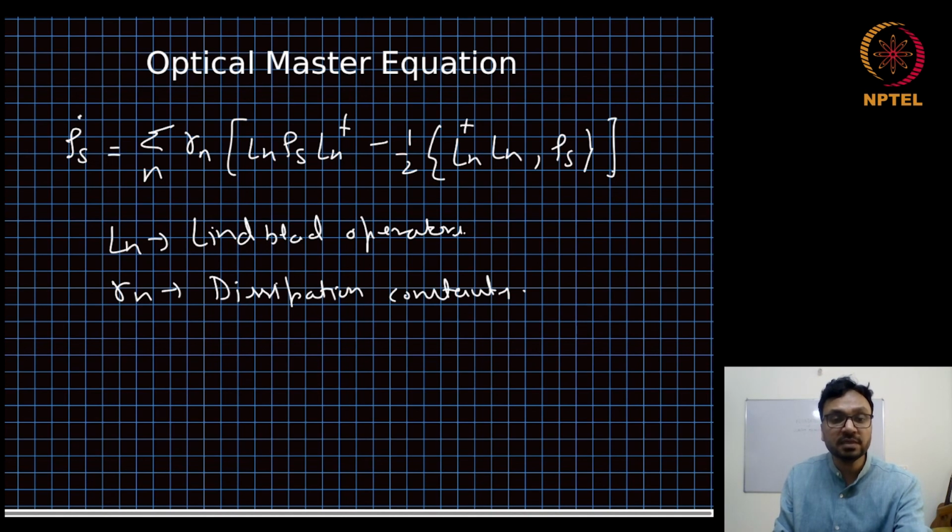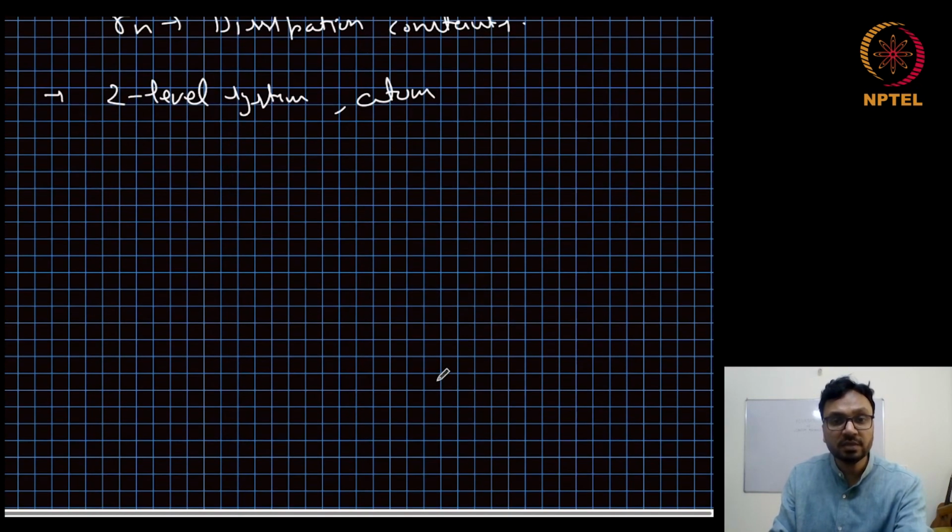Next, we will consider an example of a two-level system, preferably an atom, interacting with a bath of electromagnetic field. So here our system is a two-level system, a two-level atom.